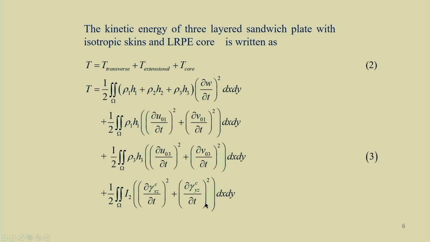Then we can have the rotational term, half I theta dot square, which can be written in terms of gamma, del gamma xz by del t square, del gamma yz by del t. So, this is for the core layer in dx dy. This way the kinetic energy is written.